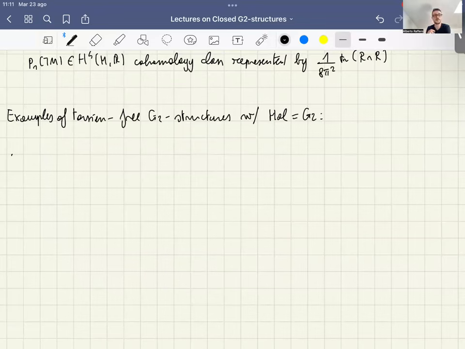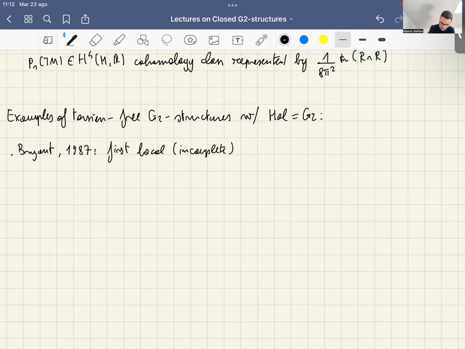Well, the first examples were obtained by Bryant back in 1987. And these were incomplete examples on small balls in R7 that were obtained using the theory of exterior differential systems and Cartan-Kähler theory. So you obtain the first local incomplete examples on small balls in R7, using the theory of exterior differential systems and Cartan-Kähler theory.